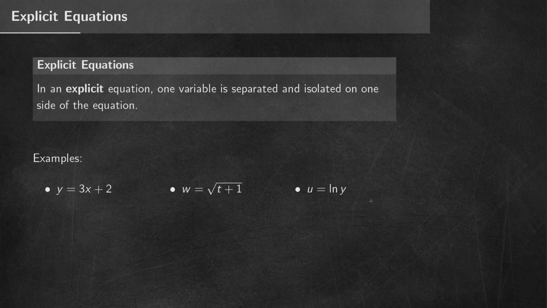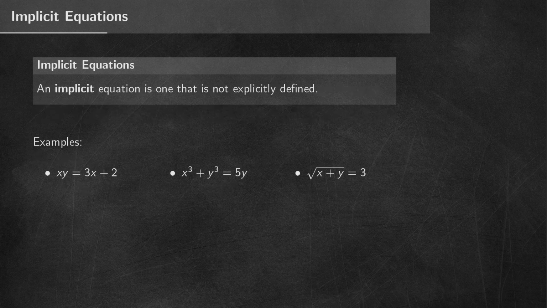So what if our equation is not written in explicit form? Well, if it's not an explicit equation, then we call it an implicit equation. So an implicit equation is just one that is not explicitly defined. And we have several examples here. I've got xy equals 3x plus 2. So the x is not by itself on one side of the equation. The y is not by itself on one side of the equation, so this is an implicit equation. Now, if we wanted to, we could divide both sides of this equation by x, and that would turn it into an explicit equation.